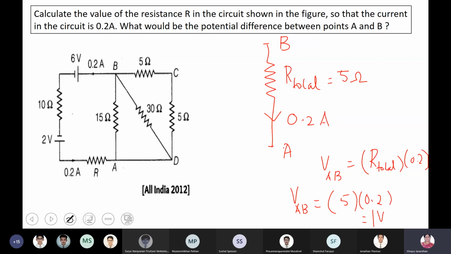Boys, the rest of the numericals I'll give in the worksheet. You can do them later. Only one numerical will be solved, and then I'll start with EMF of a cell, the next topic. You need to practice Kirchhoff's laws. Boys, all these circuits using Kirchhoff's loop rule and junction rule you need to have. Shall I go for the next one?